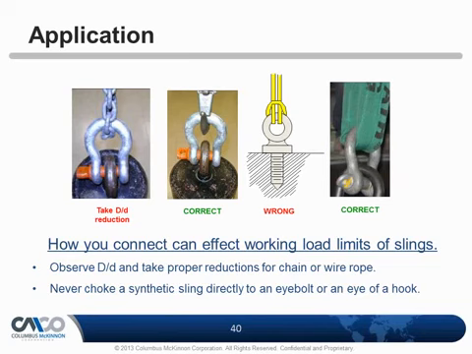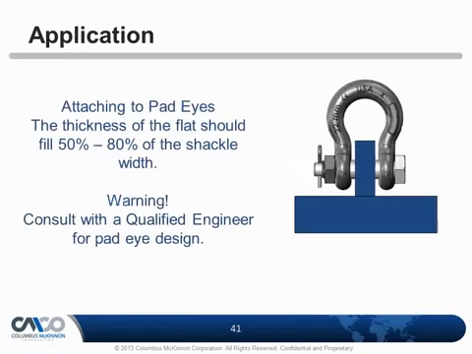Choking a synthetic in any eye, whether it be an eye bolt or an eye of a hook, is a very bad practice. It's like tying a knot in a sling, and so you're going to have a failure when you do that. So that's not correct. You want to throw a shackle in there, and you can see in the next picture, that's the way to do it. You get full width of the sling in the way it was intended by design, to get full working load and no limit.